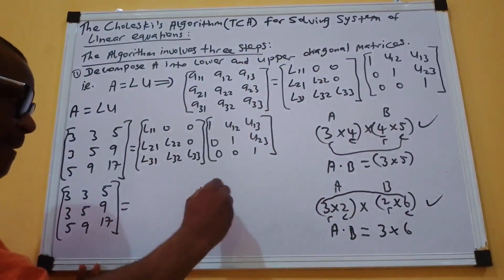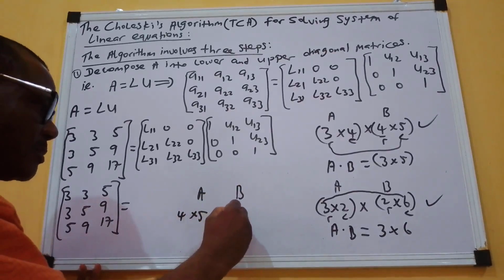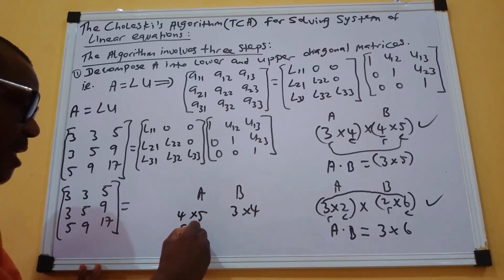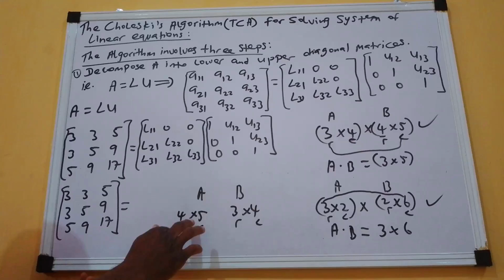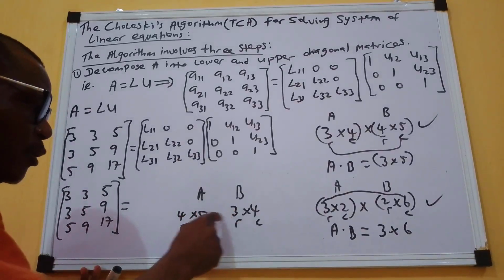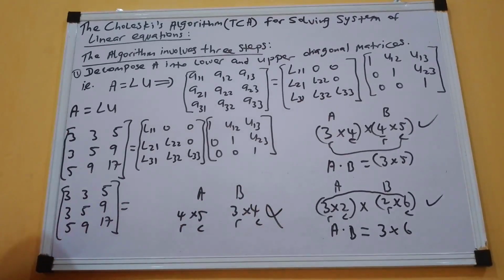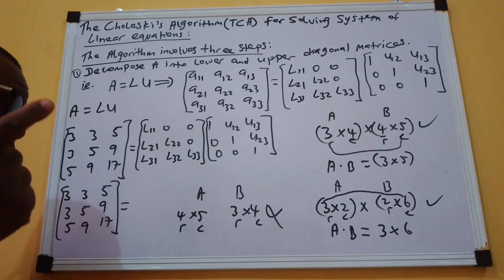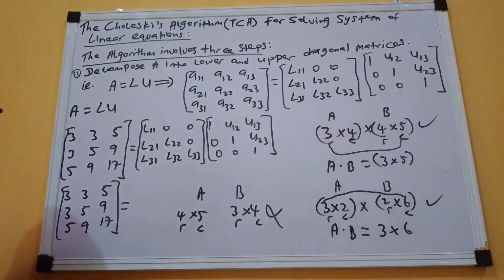If I have A again, and I have B, I have A to be a 4 by 5 matrix, and B to be a 3 by 4 matrix. This is the number of rows and number of columns. Now you can see the number of columns in matrix A is 5. The number of rows in matrix B is 3. They are not the same. So A and B are not compatible for multiplication. So for two matrices to be compatible for multiplication, the number of columns in the first matrix must be equal to the number of rows in the second matrix.